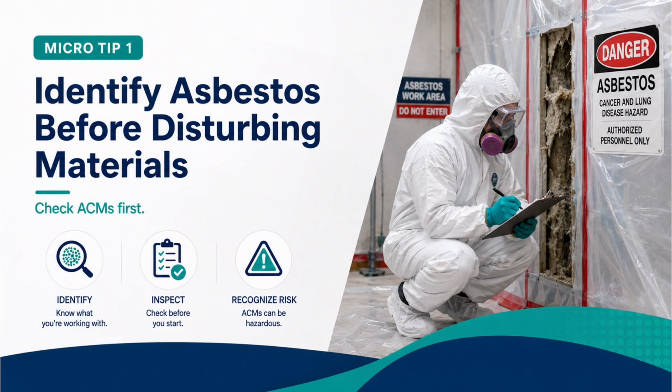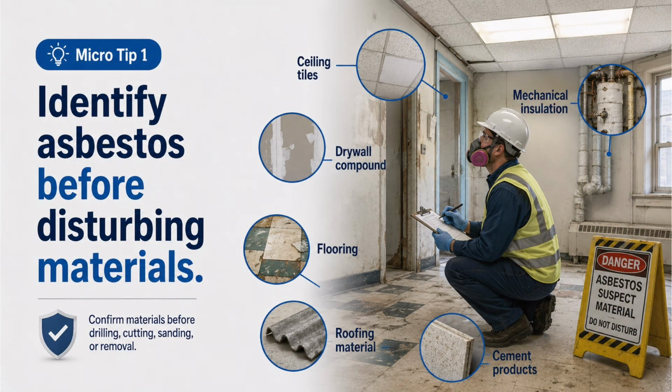Micro tip 1. Identify asbestos before materials are disturbed. Before maintenance, renovation, demolition, or abatement work begins, employers need to confirm whether asbestos-containing materials may be present. This is especially important in older buildings where asbestos may be found in flooring, ceiling tiles, drywall compound, insulation, roofing materials, cement products, and mechanical systems. If the material has not been confirmed, workers should not drill, cut, scrape, sand, remove, or disturb it.